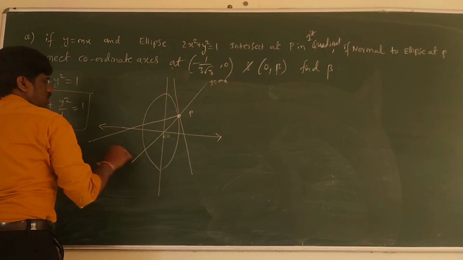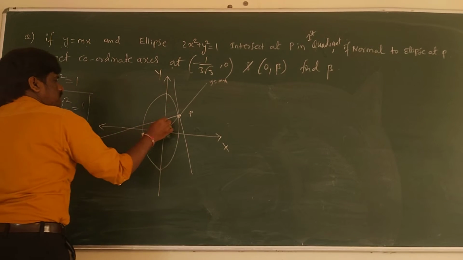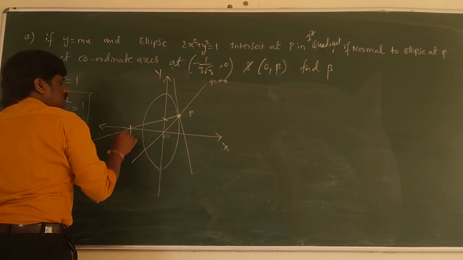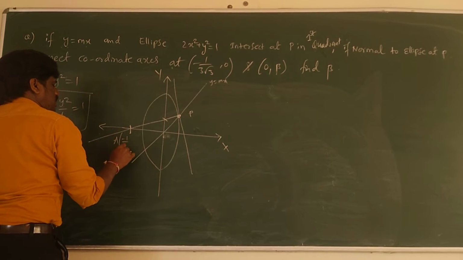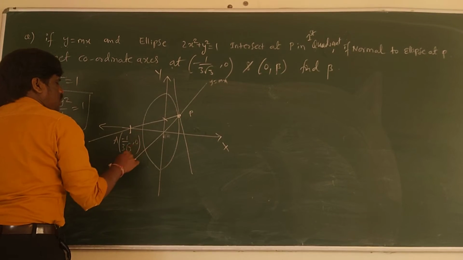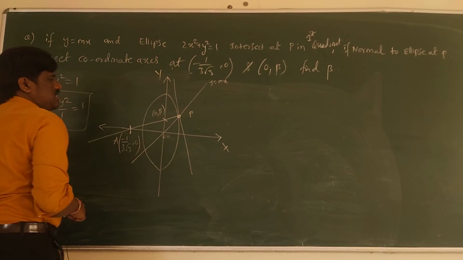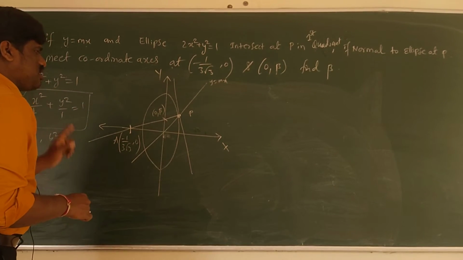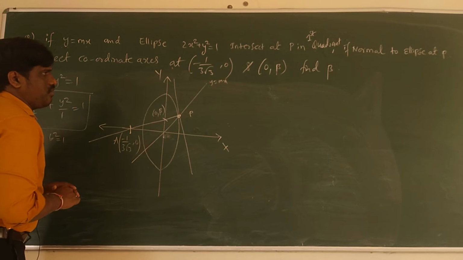If the normal to the ellipse, means here, if this is a tangent here, then the normal to the ellipse, so this is the axis, okay, x-axis and y-axis. Okay, the normal to the ellipse meets the coordinate axes at minus 1 by 3 root 3 comma 0 and here is 0 comma beta, that is what they said. Then he's asking what is the value of beta. He's asking to find the value of beta.